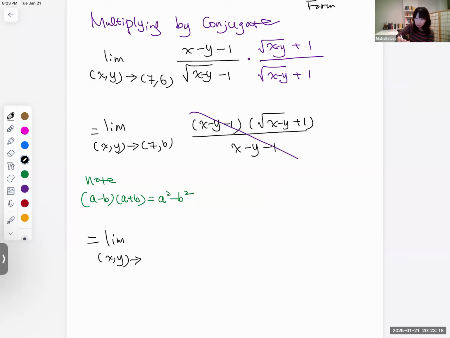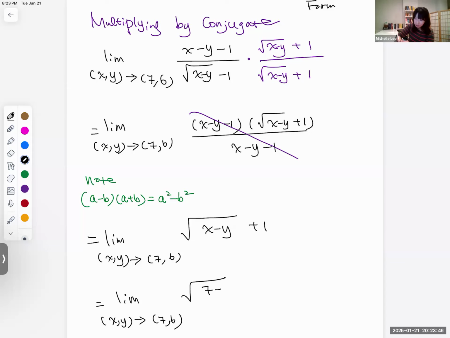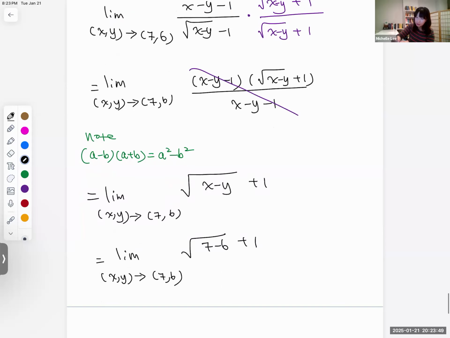Then we get the limit as (x, y) approaches (7, 6) of the square root of (x minus y) plus 1. That's it. No longer does the quotient exist, so we can apply the limit. So that will be 7 minus 6 plus 1, which is 2. Yeah, very good.